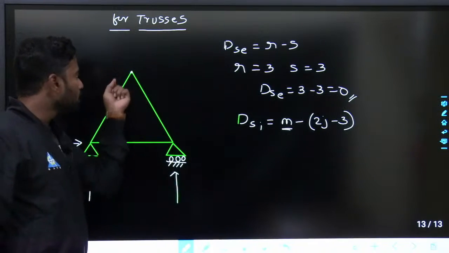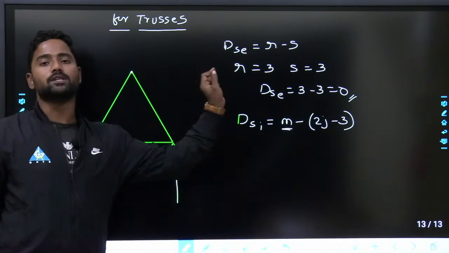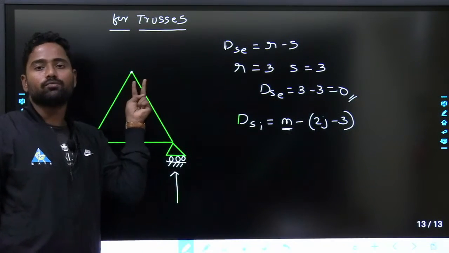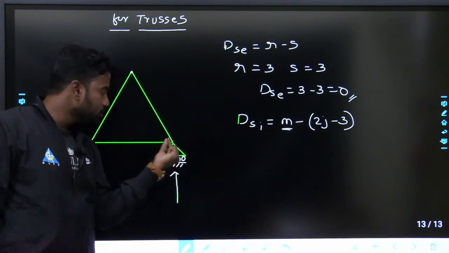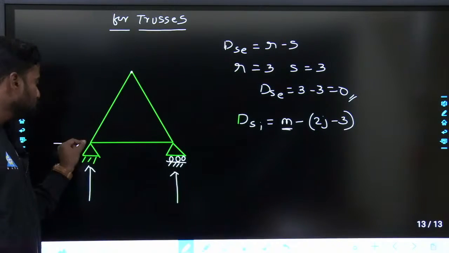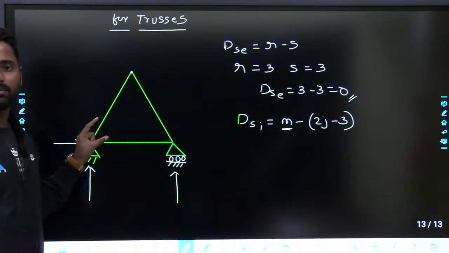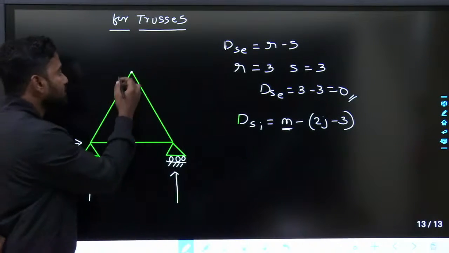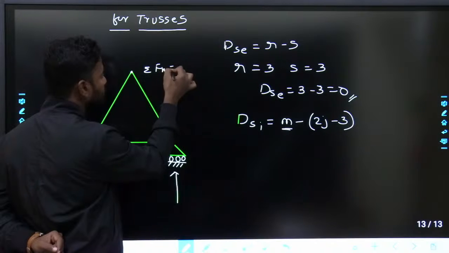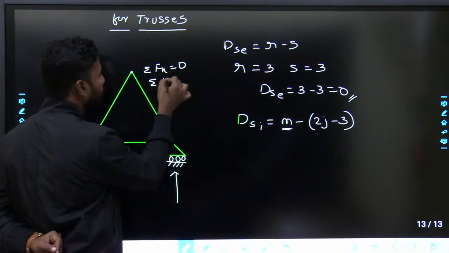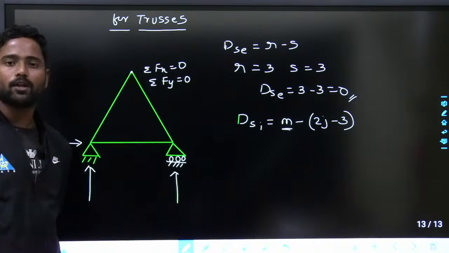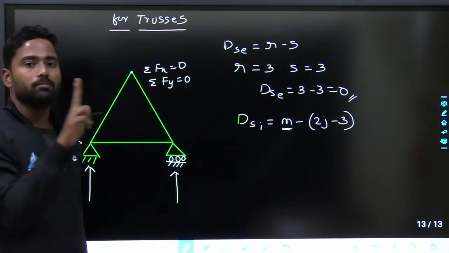If there are more number of members, you can't find force in that member. At this joint, if there are 2 members, you can find out forces in 2 members. At this joint also, if there are 2 members, we can find forces in 2 members. At this joint also, you can find forces in the 2 members. What exactly it means is, at this joint, I can take sigma fx equals 0 and sigma fy equals 0. At each and every joint, equilibrium equations will be 2.